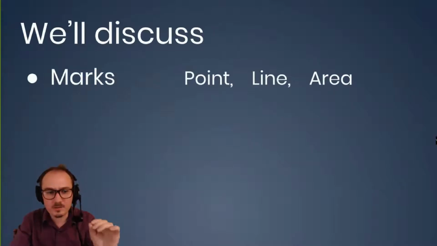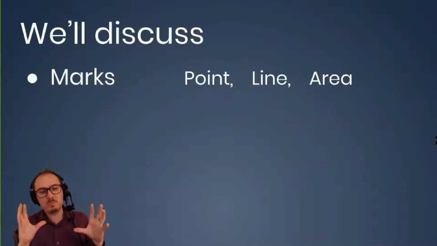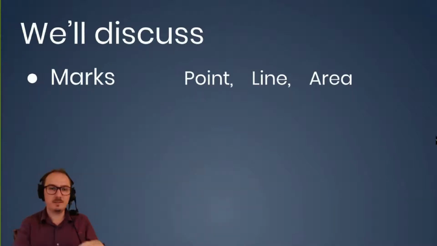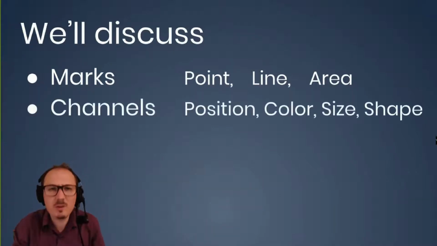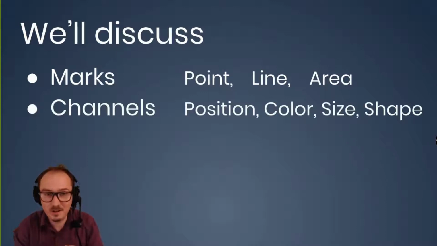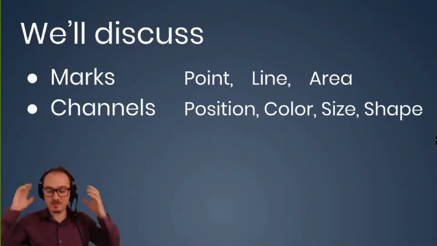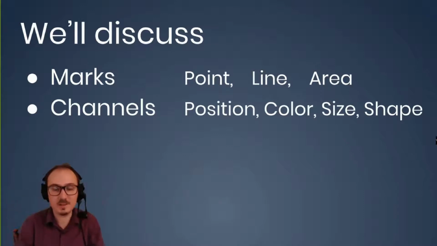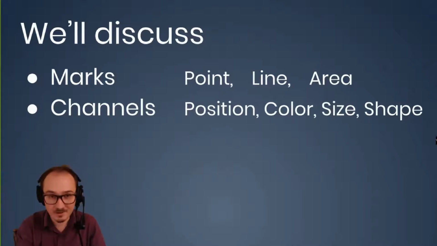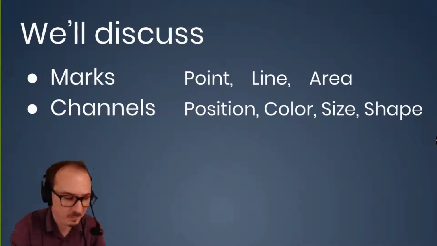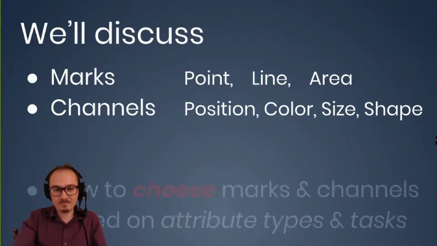What are marks? Points, lines, and areas are the marks that we'll be dealing with. And then what are the channels? Channels include position, color, size, and shape. And again, this taxonomy is derived from Tamar Munzner's textbook, Visualization Analysis and Design. There are various taxonomies like this that have slight variations that people have done over time. So this is by no means a de facto standard. It's just my personal take on marks and channels.